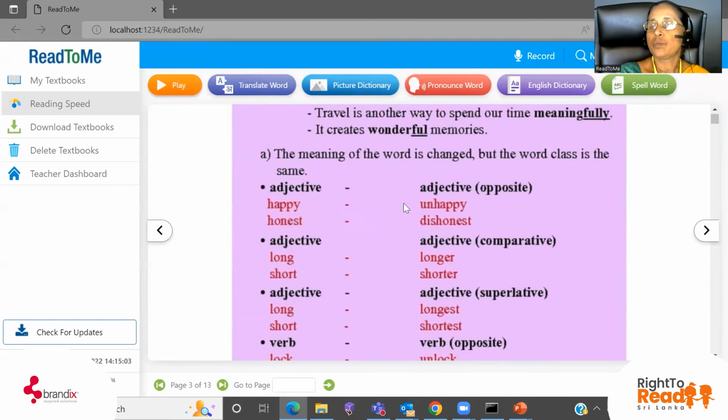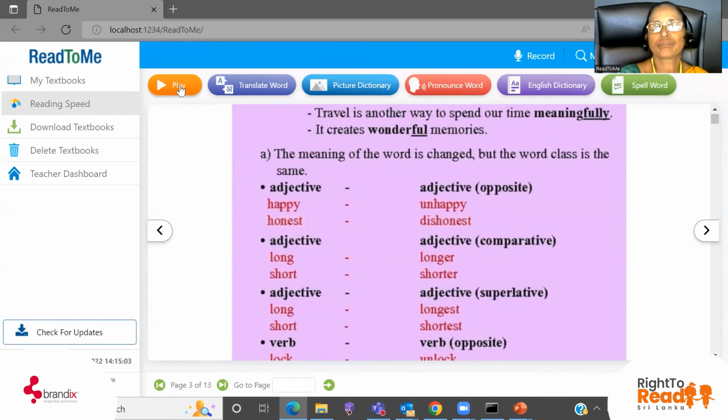Then look at the word class. Happy girls, happy boys. It's an adjective. When we add un to make the word opposite, the word class remains the same. Unhappy is also the same word class. Adjective, adjective.